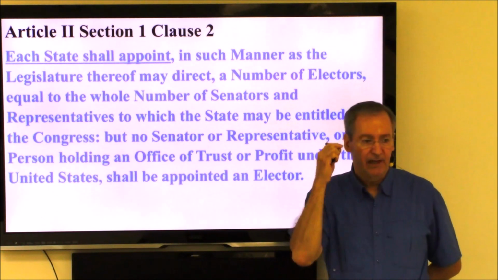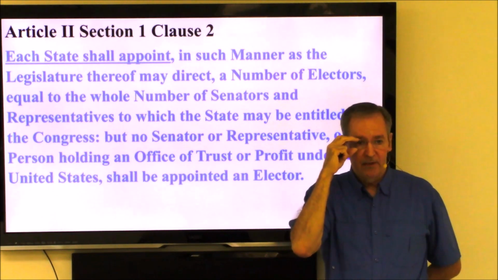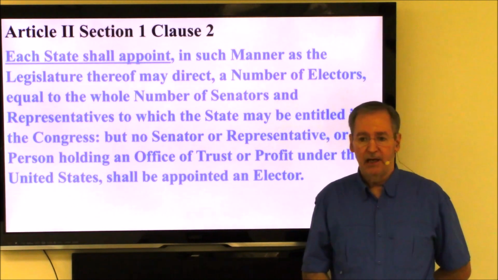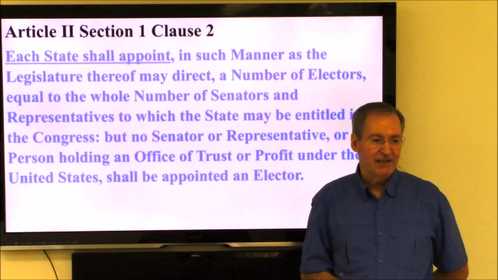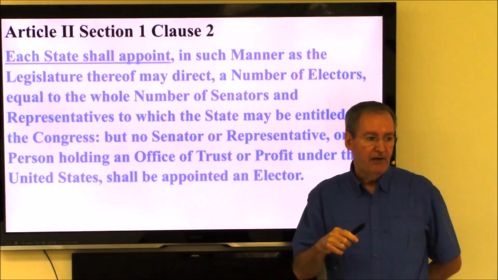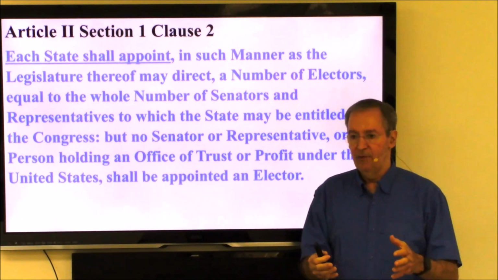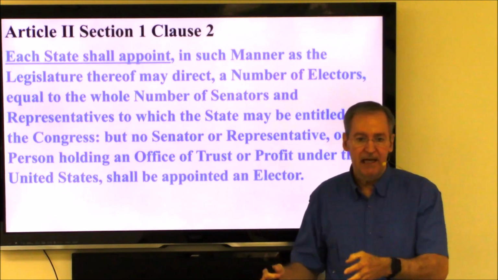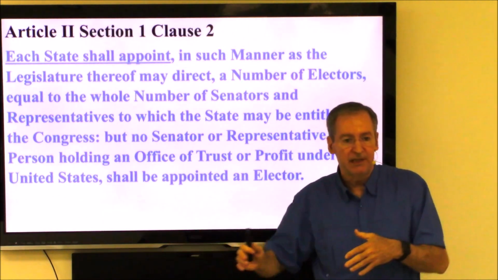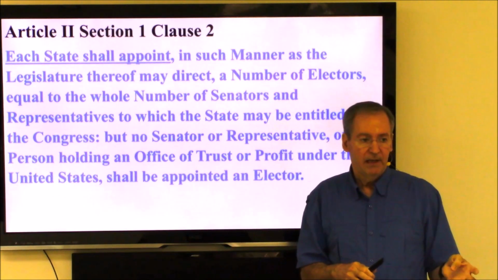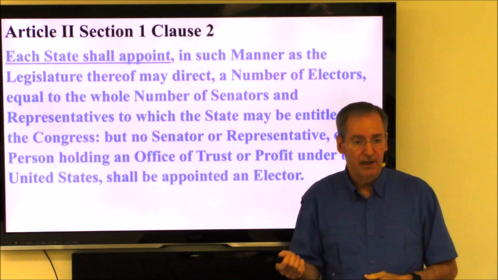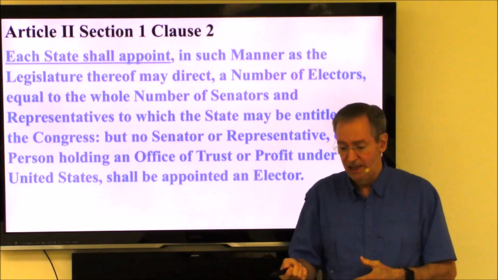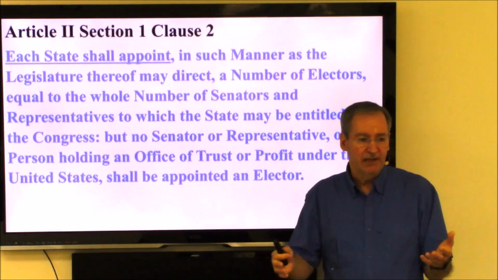So what's it talking about here? It's talking about the Electoral College. We just had a big fight after the 2020 election about the electors. Donald Trump was saying that this state needs to throw out those electors and send new electors. Can that be done? Under the Constitution, it can. Who has the authority to do it? The legislatures in the state.